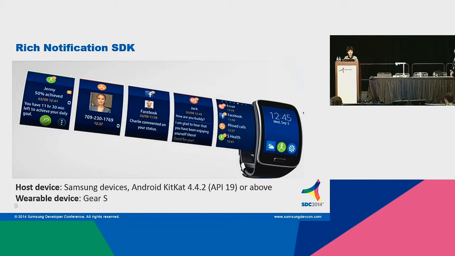On the host device side, you have to use a Samsung device, which runs Android 4.4.2, API level 19 or above. On the wearable side, it has to be a Gear S. At this point, Rich Notification SDK doesn't provide backward compatibility on Gear 2 yet.